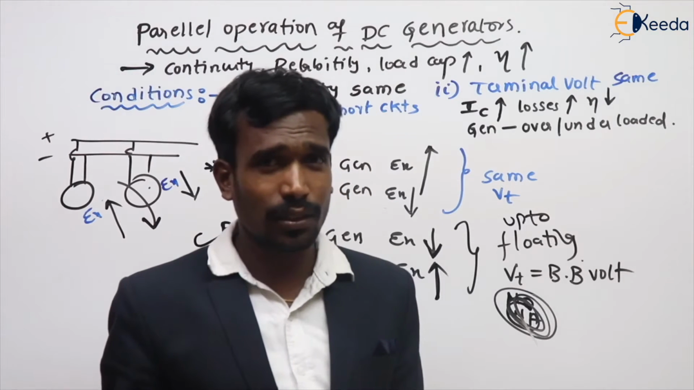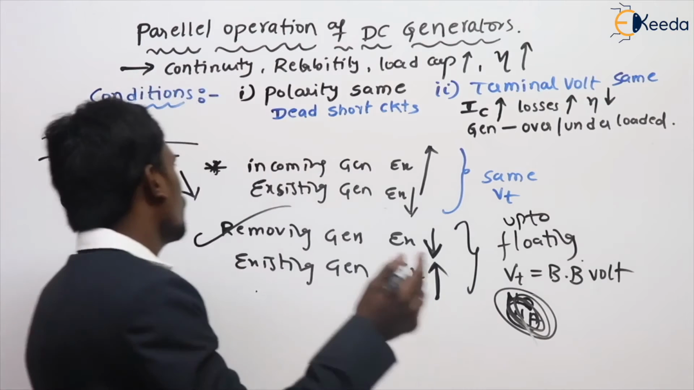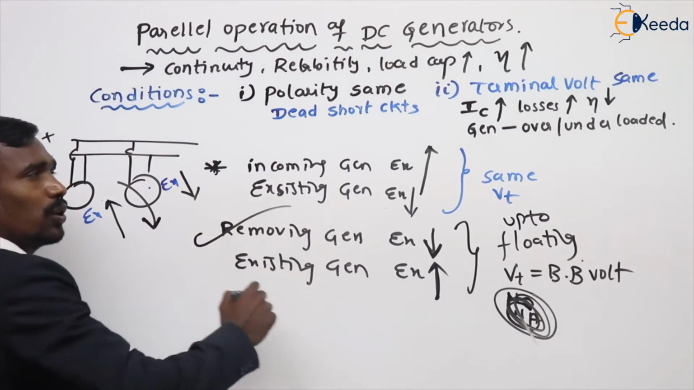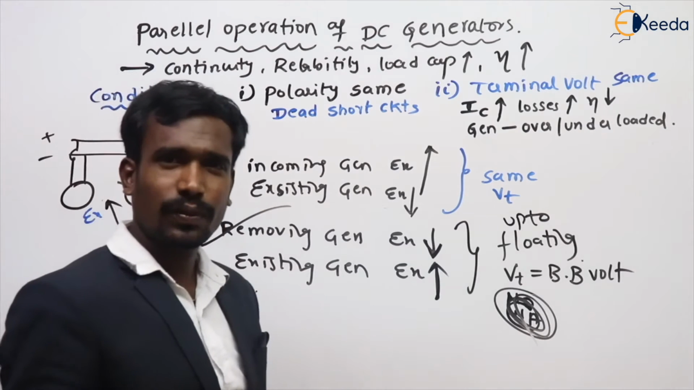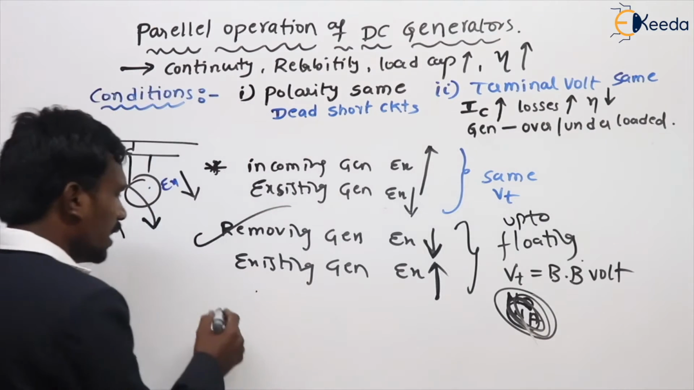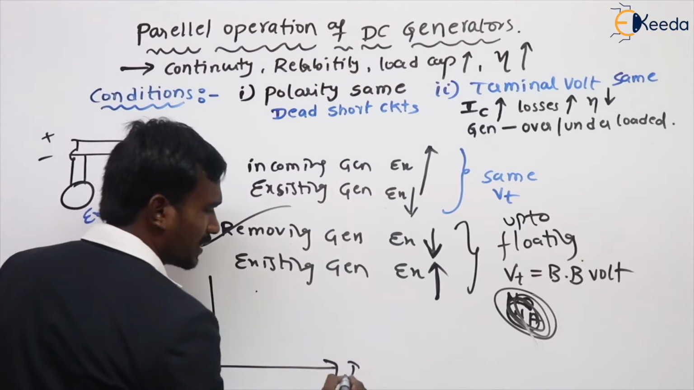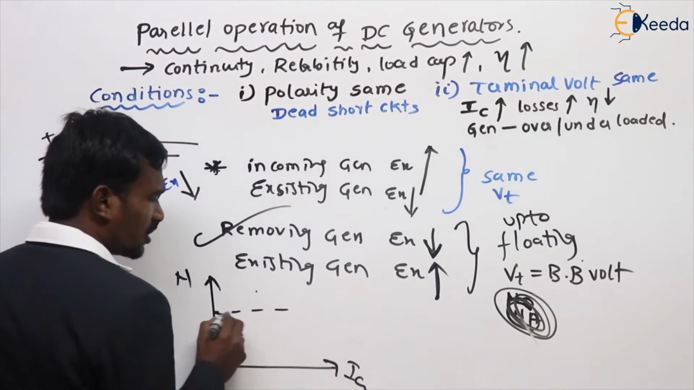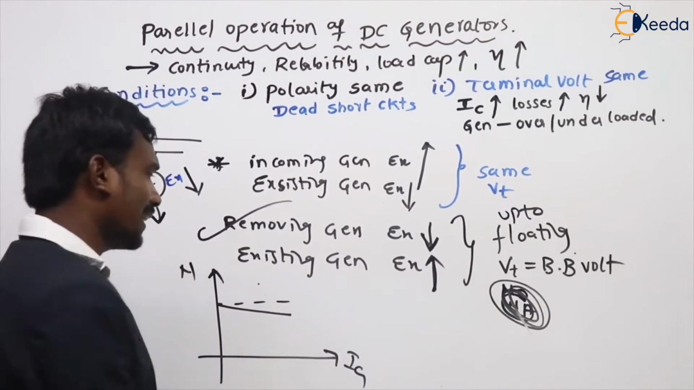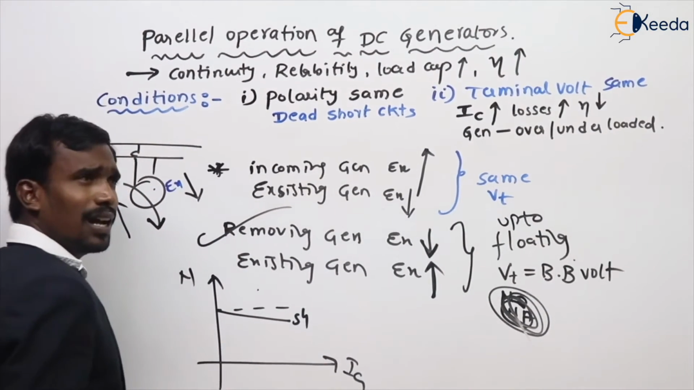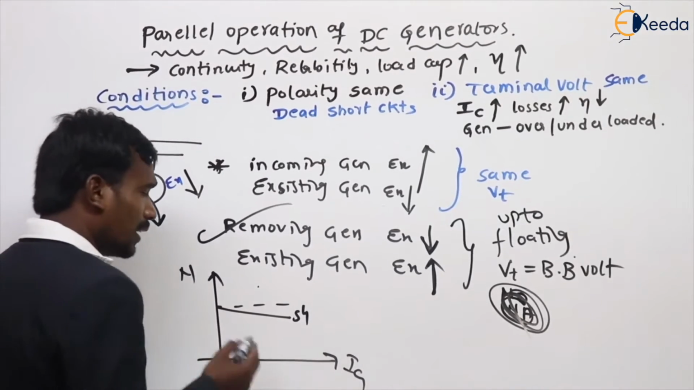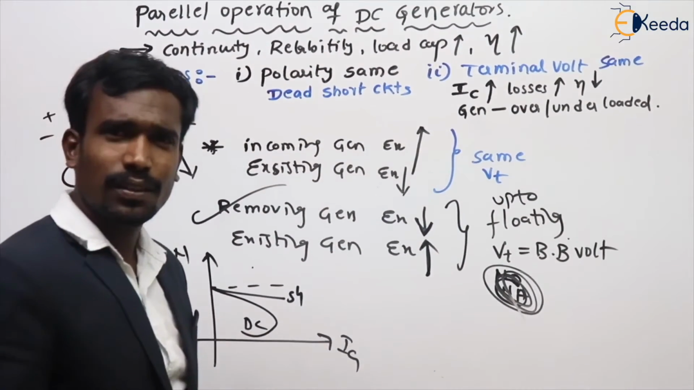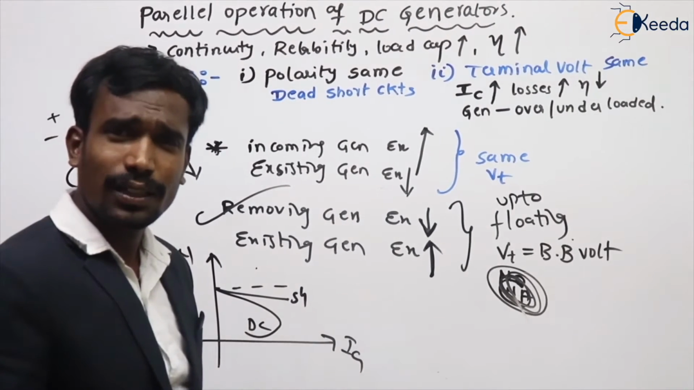Are you getting it or not? So here are two conditions, during the parallel operation and during the removing. You have to observe these two. And generally, if you draw the speed characteristics, for a shunt motor the speed characteristics are like this, and for a differential compound motor the speed characteristics are like this. Yes or no?